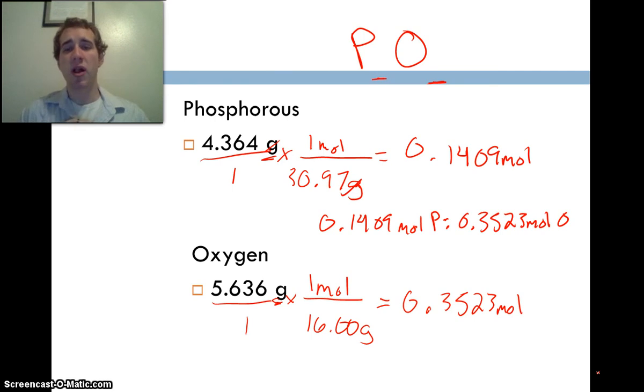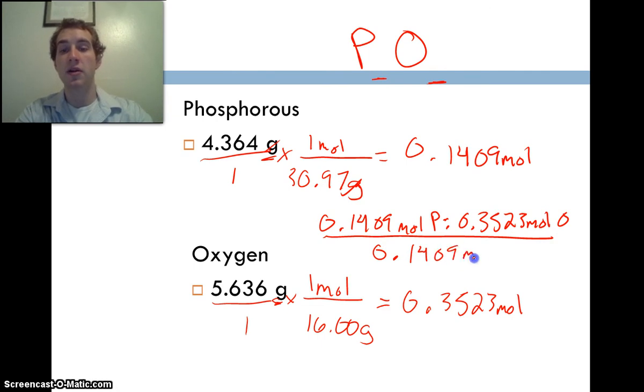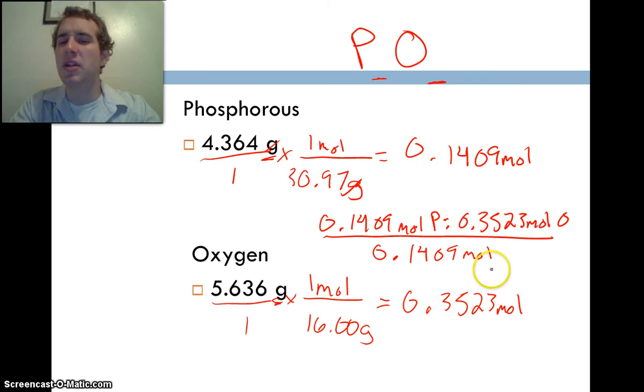Which number is smaller here, the 0.1409 or the 0.3523? The smaller value is definitely going to be our phosphorus. So we're going to divide both of them by that 0.1409 moles. When you take a number divided by itself, you get, please say, 1. I know you said 1. I heard you. All right, so we're going to get 1 for the first.